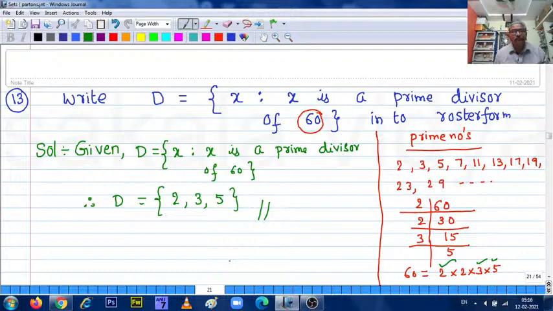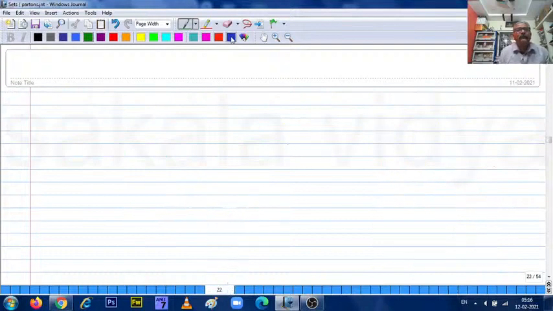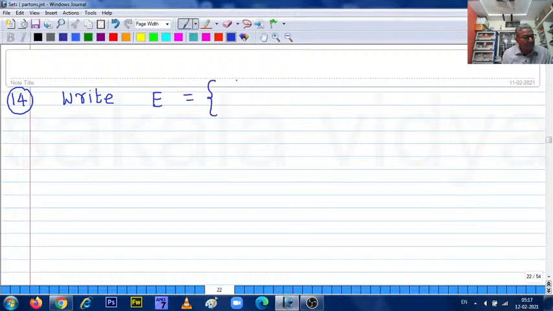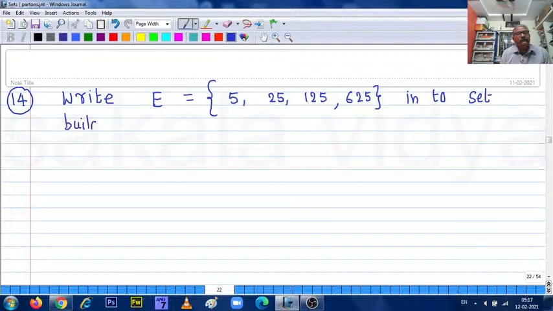Okay, welcome you all. 14th question. Write set E equals to 5 comma 25 comma 125 comma 625 into set builder form. So we need to write in the set builder form.